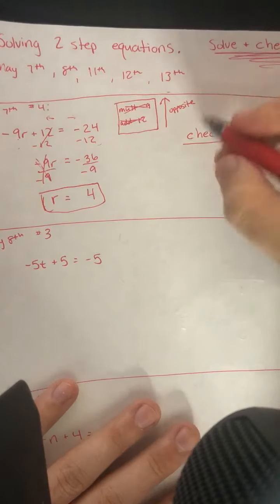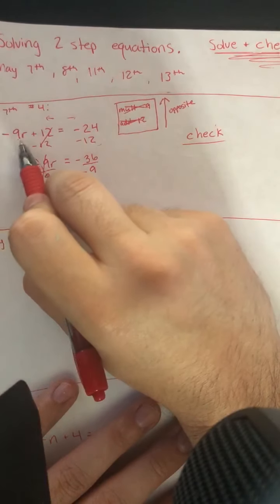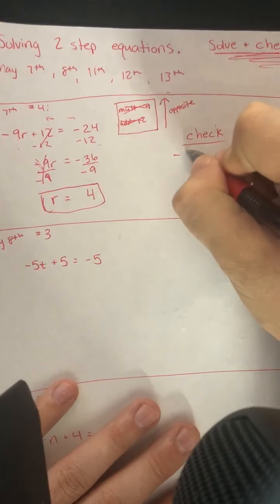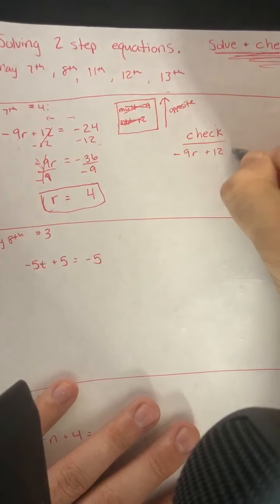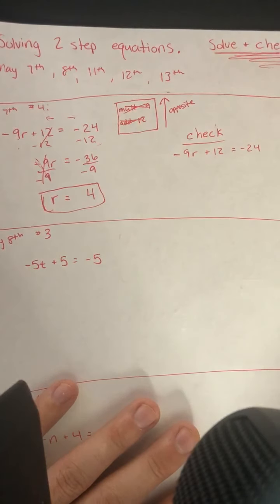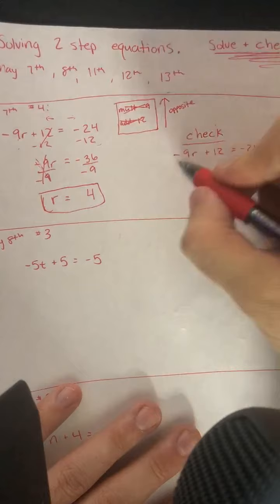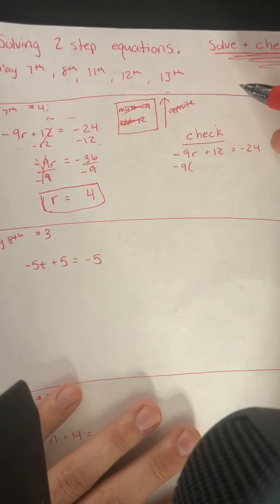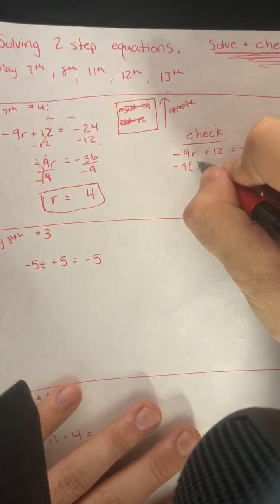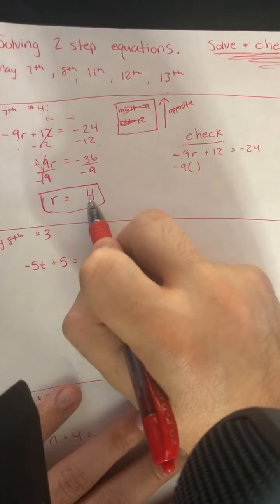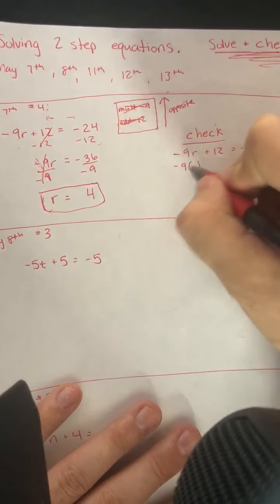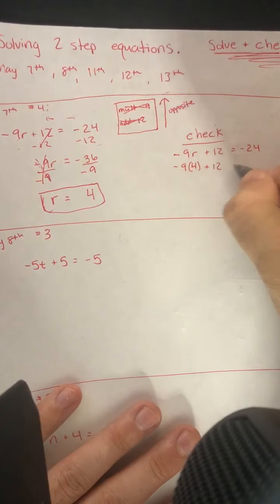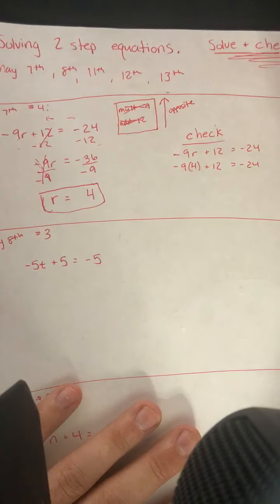Well, doing the check, what we do is we take the negative 9r plus 12 equals negative 24, and we're just going to start by rewriting that. Negative 9r plus 12 equals negative 24. What we're going to do is take the r, just like what we did for the last couple when we were evaluating expressions. We're going to substitute in our value for r. If we found that r equals 4, I'm not going to write negative 9 times r. I'm going to write negative 9 times 4 because that's what I think the value is. Plus 12 stays the same, equals negative 24 stays the same.